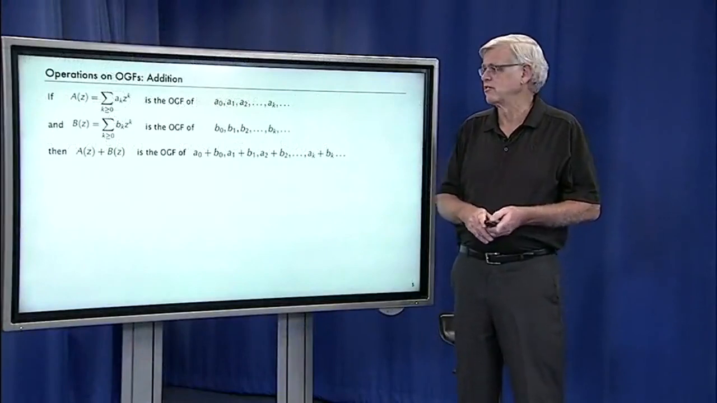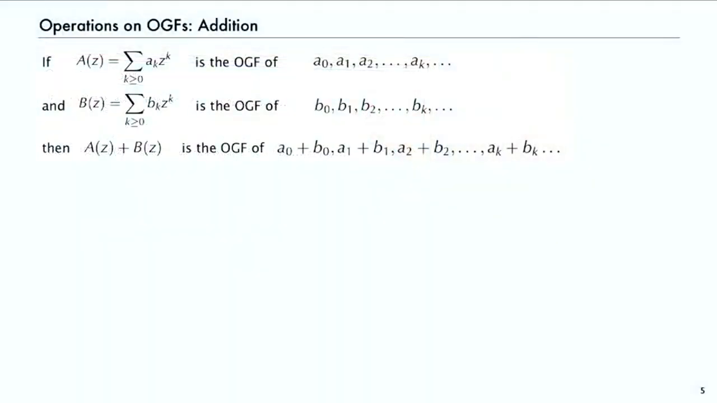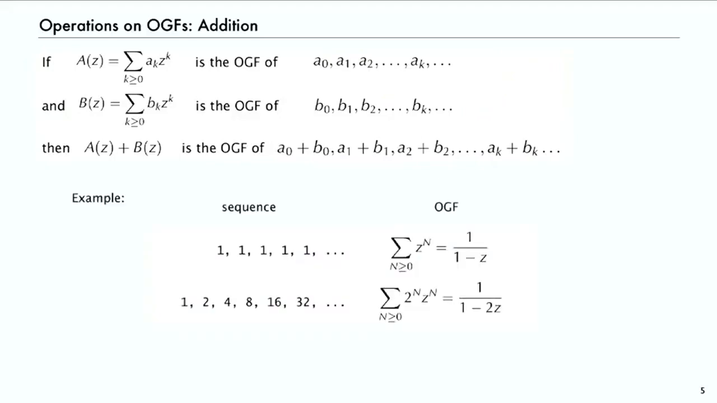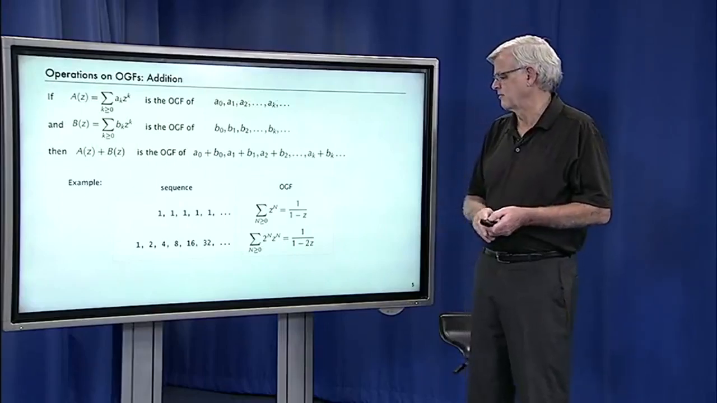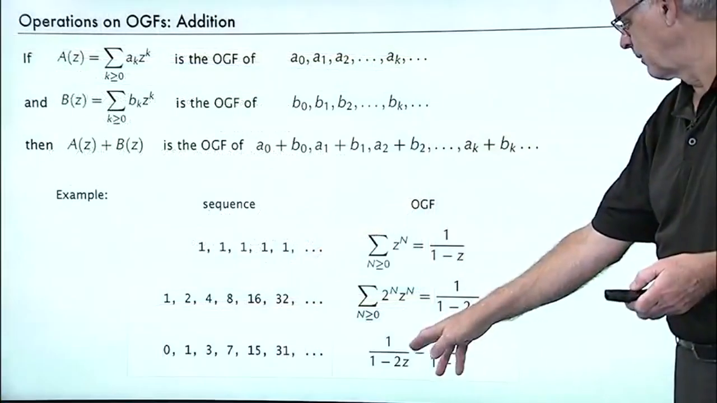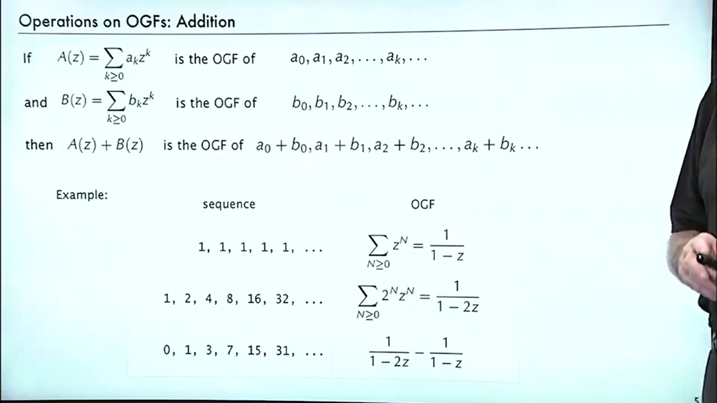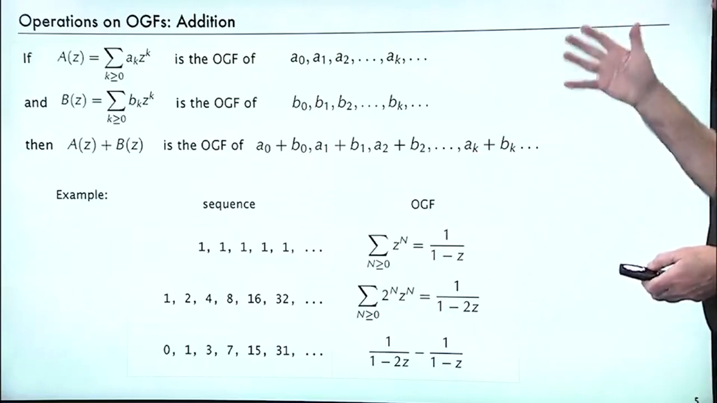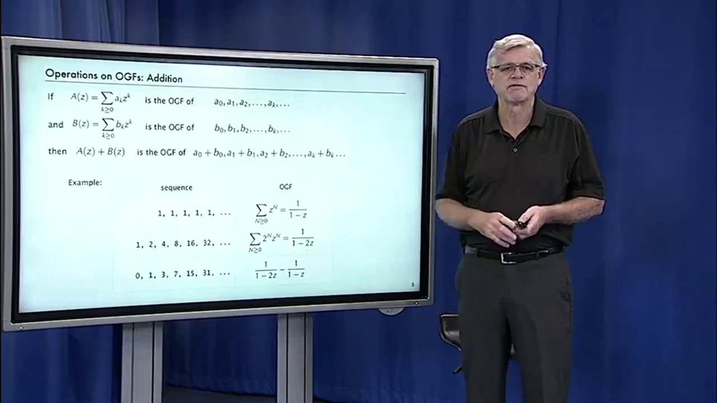Let's look at another example. Addition, that's an easy operation on generating functions. If you have two generating functions on two different sequences, then the sum of the generating functions is the OGF of the term-by-term sum of the sequences. So for example, these two generating functions that we've developed here, if we subtract the first one from the second, 1/(1-2z) minus 1/(1-z), that's the generating function for powers of 2 minus 1. So with each one of these operations, we enrich the set of sequences that we know generating functions for.